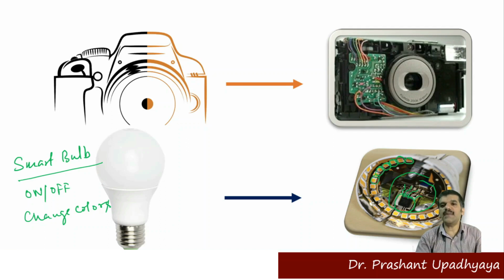So how are these changed? We have designed some programs that are kept in the bulb, and according to the instruction given by the user, the bulb changes its colors and turns on and off. Let's take another example.